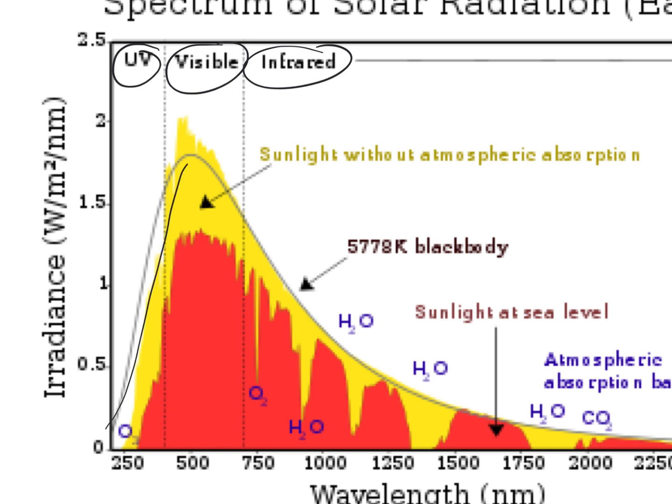That's what this graph is showing. In fact, most of it's in the visible, and that's why we've evolved to see in the visible light, because it's the most common light source down here. But it also emits quite a lot of ultraviolet. That's what causes skin burns and so on. And the infrared is that nice warm feeling that you get when you're out in the sun.